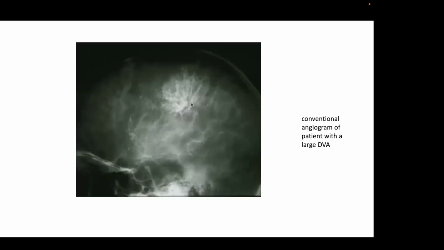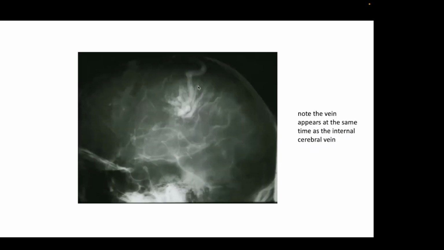For example, this is an angiogram of a patient with a particularly large developmental venous anomaly. These are all the collecting veins of the caput medusa. Notice that you don't see the draining vein quite yet. On this frame, now you see the large draining vein perpendicular to the cortex. Here, it looks like it's draining to the superior sagittal sinus.